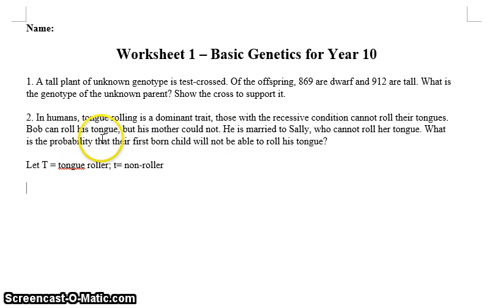Now Bob can roll his tongue, but his mother could not. He's married to Sally, who cannot roll her tongue. What's the probability their firstborn child will not be able to roll his tongue? So we want to do a genetic diagram.